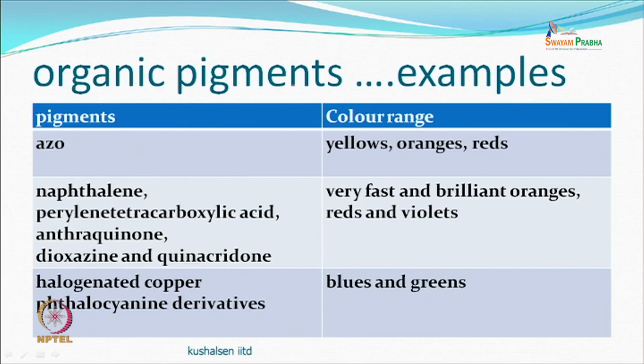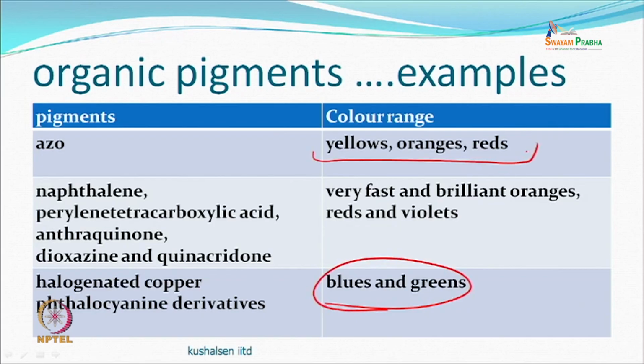phthalocyanin derivatives which have got some metal like copper. So copper-based phthalocyanin derivatives, if you remember, you had direct dyes also based on phthalocyanin derivatives. Blues and greens can be obtained using phthalocyanin. So they are beautiful blues, and so you have a range of oranges and reds and violets also.